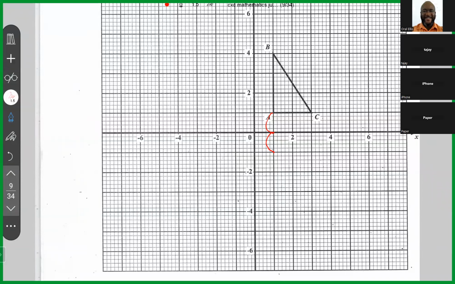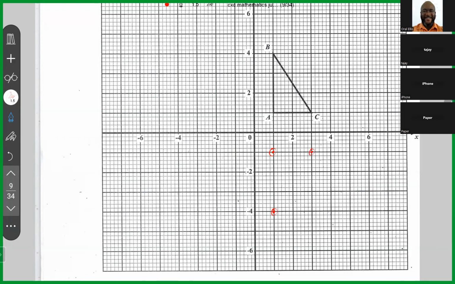So the first reflection is reflection in the x-axis. So the mirror line is the x-axis. So when we do that reflection, this is going to be the new point of A. This is going to be the new point of C. B is 1, 2, 3, 4 from the mirror line. The image is going to be 4 from the mirror line, but on the other side, 1, 2, 3, 4. But these points are not my final destination.